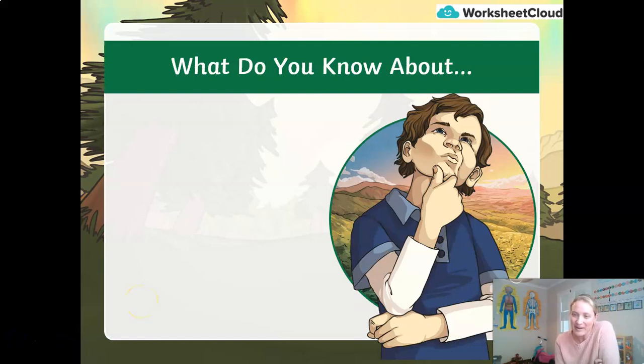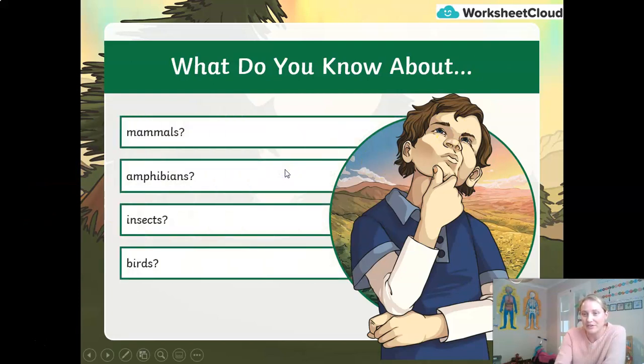So let's start by thinking about what we already know. Here I'm going to put up on the screen for you 4 different classes of animals: mammals, amphibians, insects. Remember, insects would come under the arthropod family of invertebrates. And if you've forgotten all that, you can go back and watch that lesson again. And birds. We're going to look at those animals' life cycles in today's lesson.